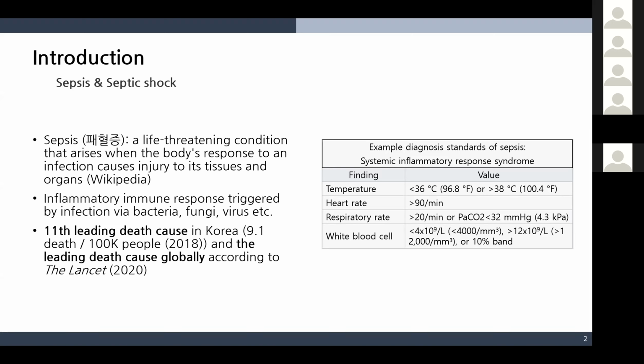The diagnosis of sepsis is done through measuring inflammatory features as shown in the table, such as temperature, heart rate, respiratory rate, and white blood cell count. And the treatment is done through antibiotics and maintaining body functions so that the body can fight off the infectant.